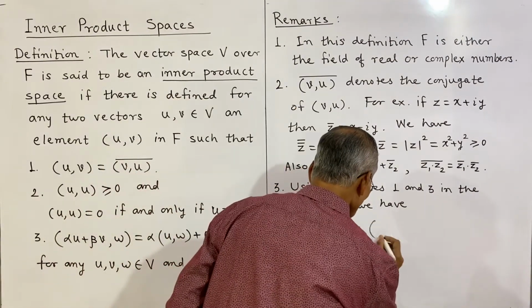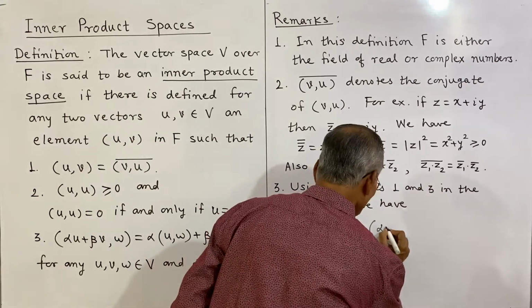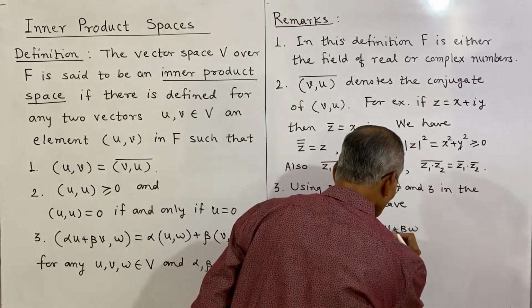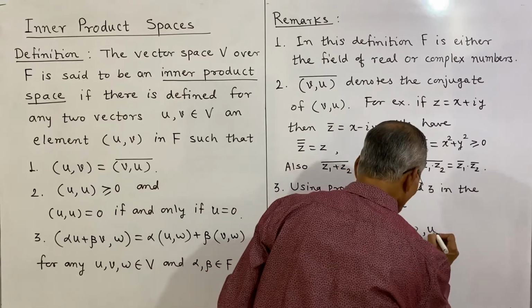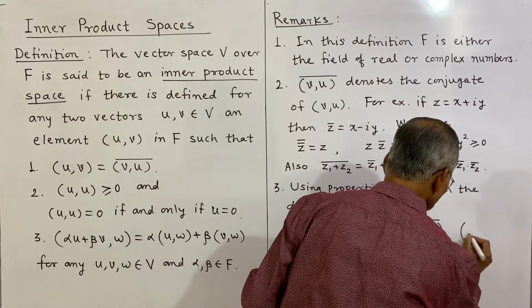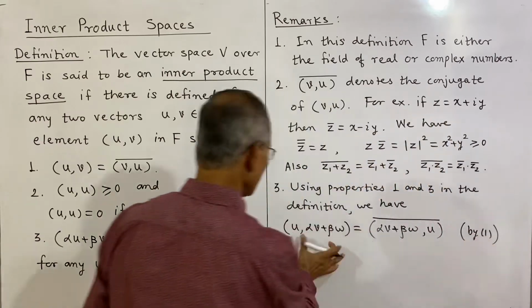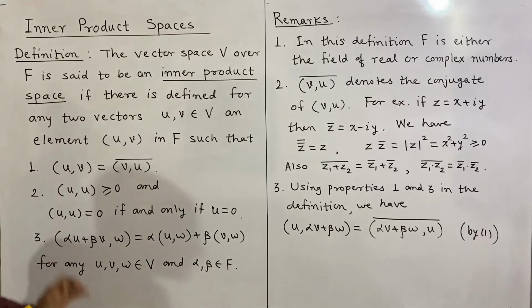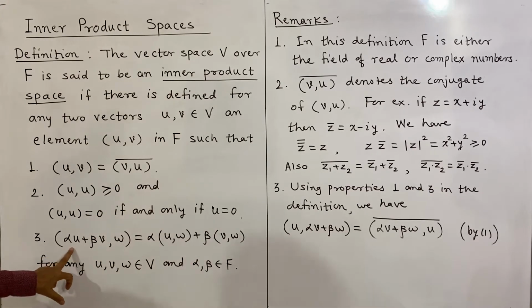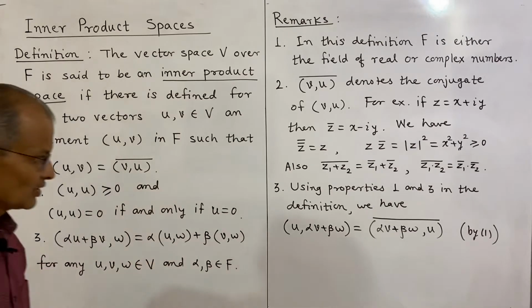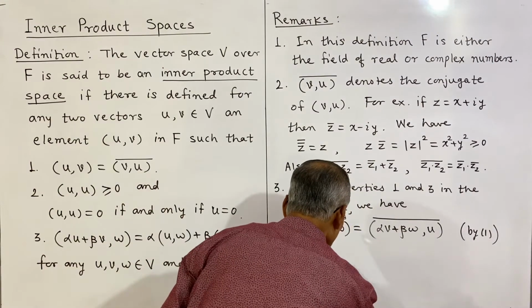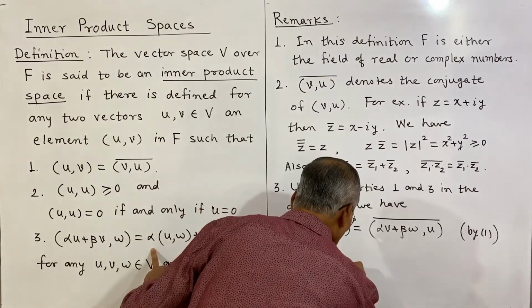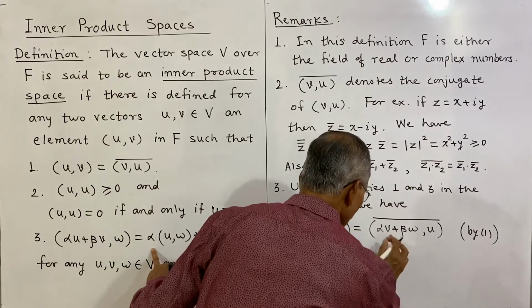So the first vector will be alpha v plus beta w, and the second vector will be u, and its conjugate, by property 1. This is by 1: interchange the vectors and take the conjugate, that is the first property. And now for this we should use the second property, the third property. Here the third property is direct. Inner product of alpha u plus beta v and w is this much, and therefore we can write this is equal to alpha into inner product of u and w.